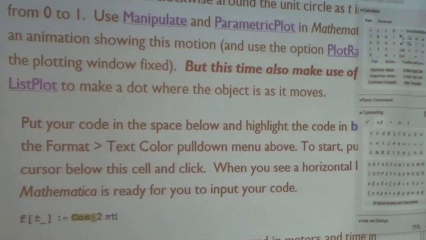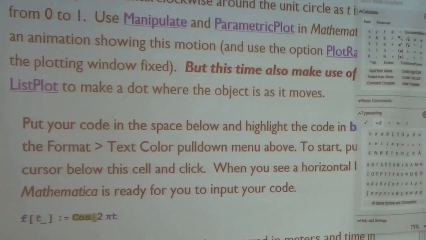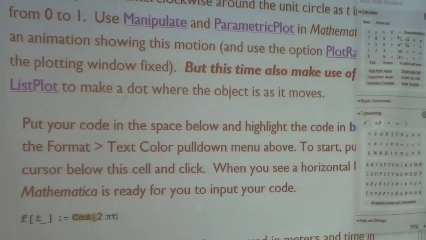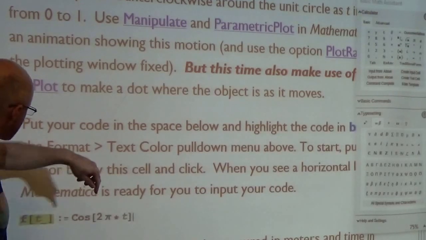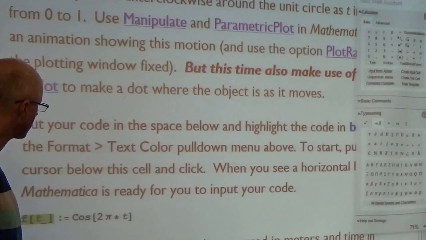Don't put a t next to the pi like that, because if you do, Mathematica will treat that as one variable, pi t. You don't want that. You want the t to be the only variable, so either put a space, or as a default, always put a star for multiplication. I don't need the star between the 2 and the pi, because those are just plain numbers. Mathematica knows to multiply them when they're right next to each other.